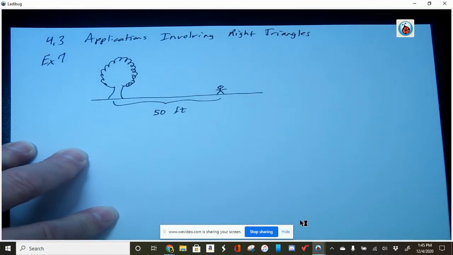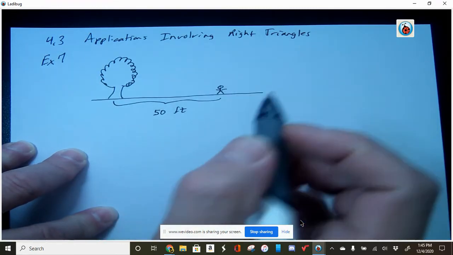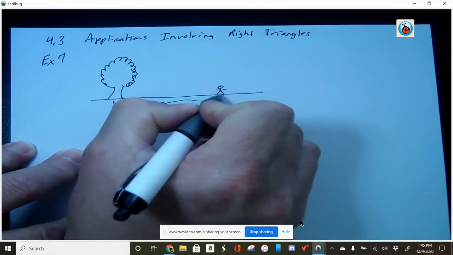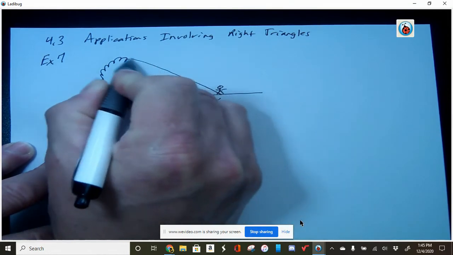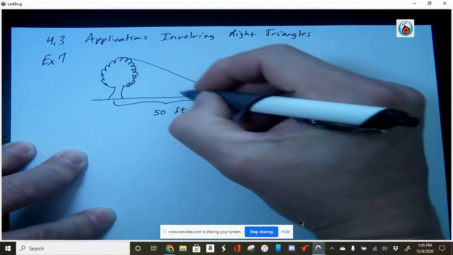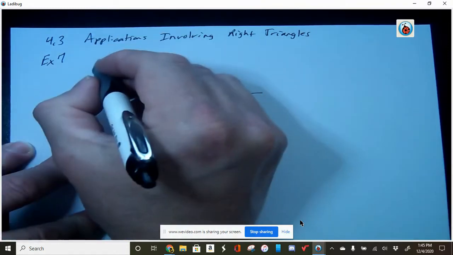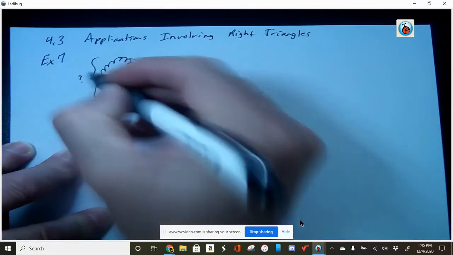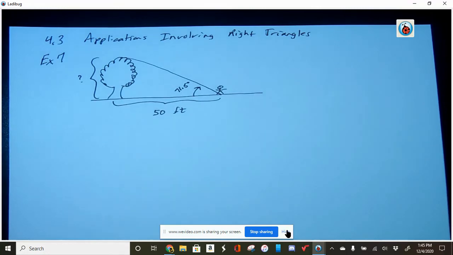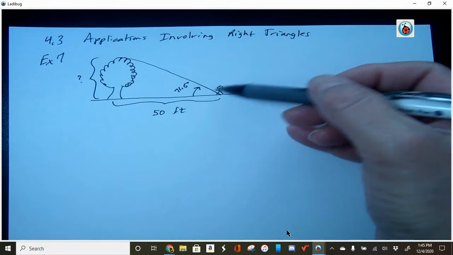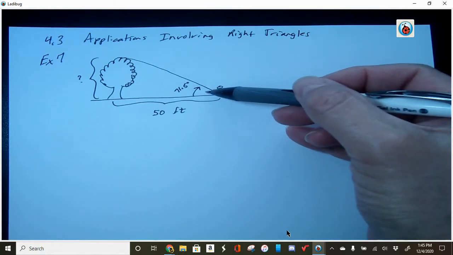The surveyor measures the angle of elevation to the top of the tree as 71.5 degrees. So the angle of elevation to the top of the tree is 71.5 degrees. How tall is the tree? So this is our question. All right, so this angle right here, the one that they give me, is the angle of reference.